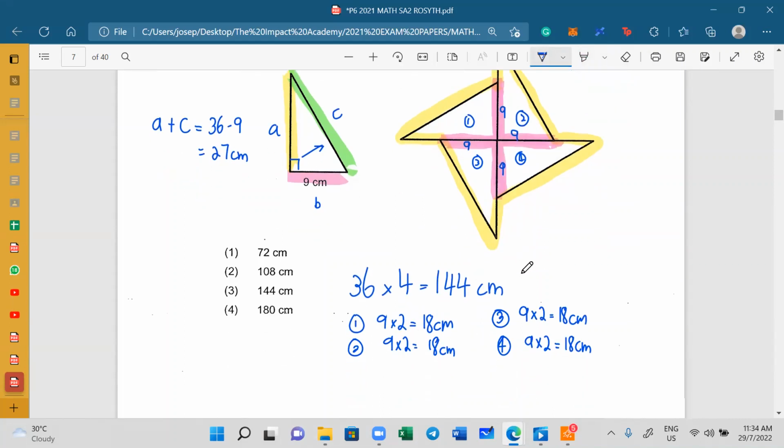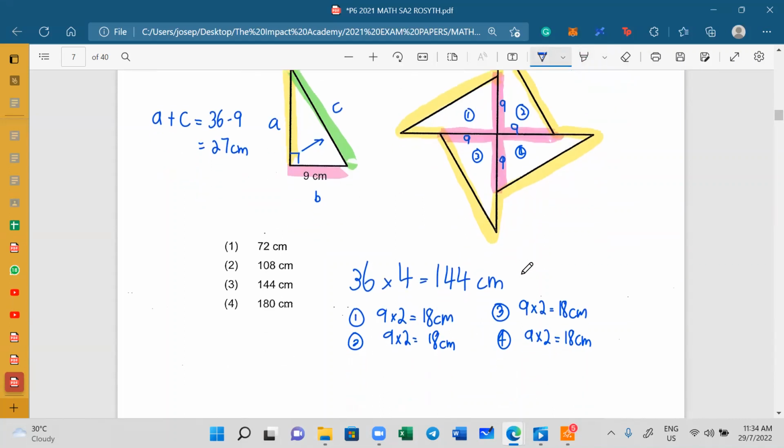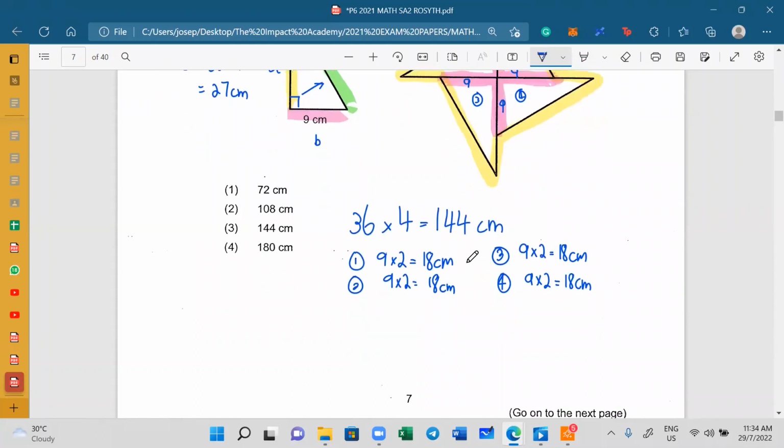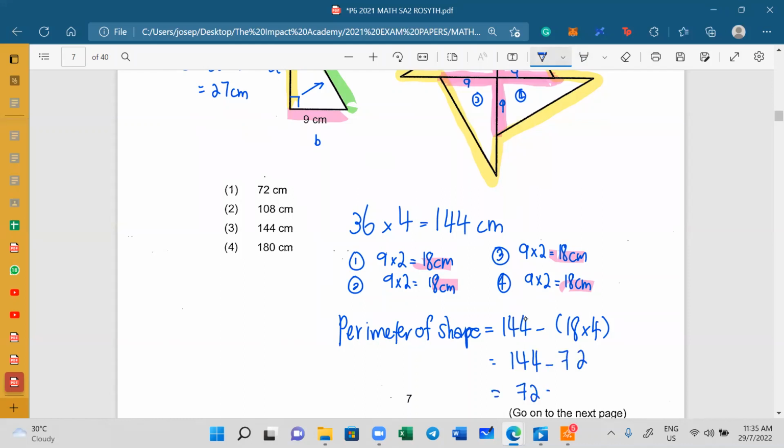So what I'm trying to say is this: the total perimeter, if I separate them, is 144. But now that I have combined them, I have to remove all of this from my total perimeter to find the perimeter of the shape. So I do 144 minus 18 times 4, which gives you 72. Therefore, your answer has to be 72 centimeters, and that is the reason why your option is number 1.